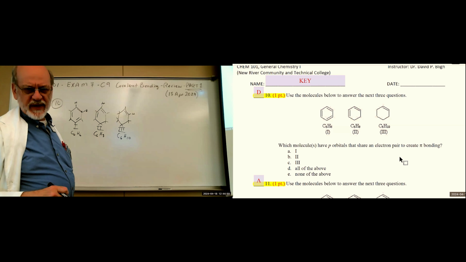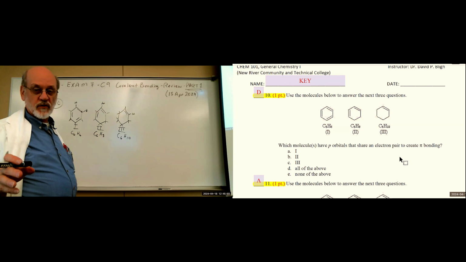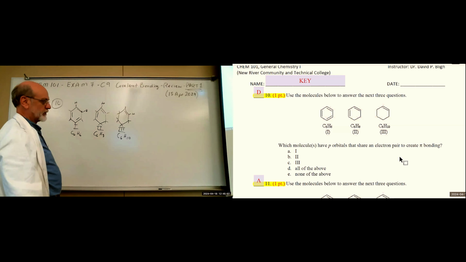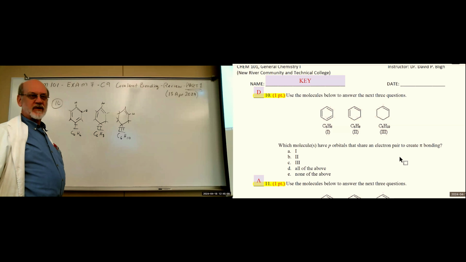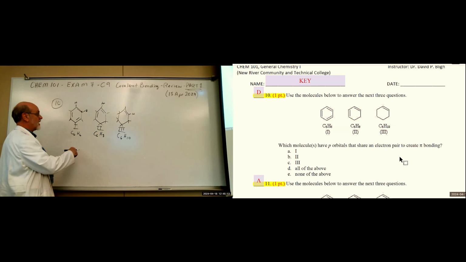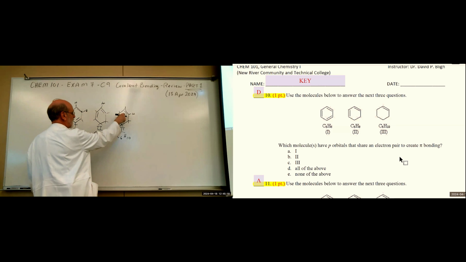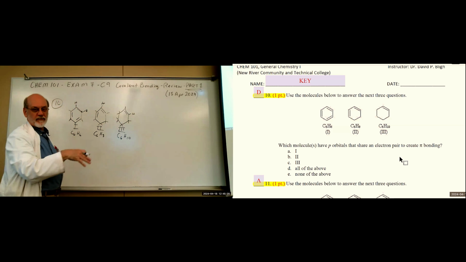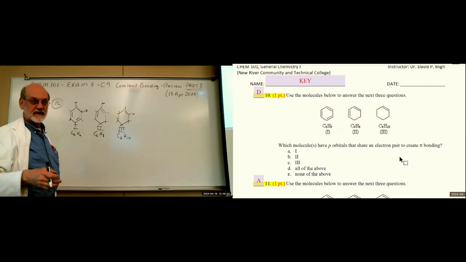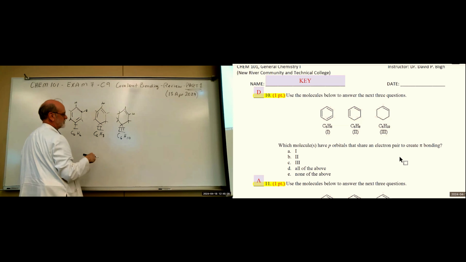Okay. All right. Now, what's the question? Which molecules have p orbitals that share an electron pair to create a pi bond? They all do. They all have p orbitals that overlap sideways to make pi orbitals, pi bonds. So all 3 of them are creating pi bonds. Only this one has 3 of them. This one has 2. This one has 1.